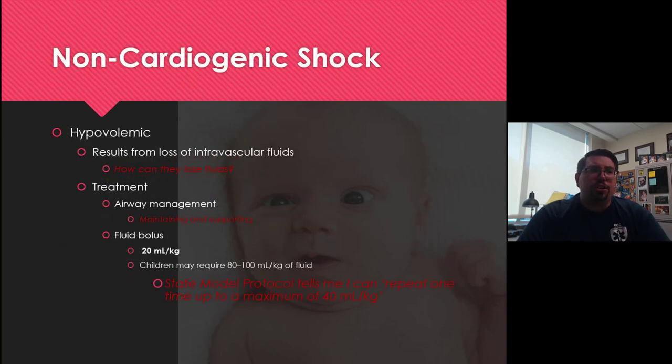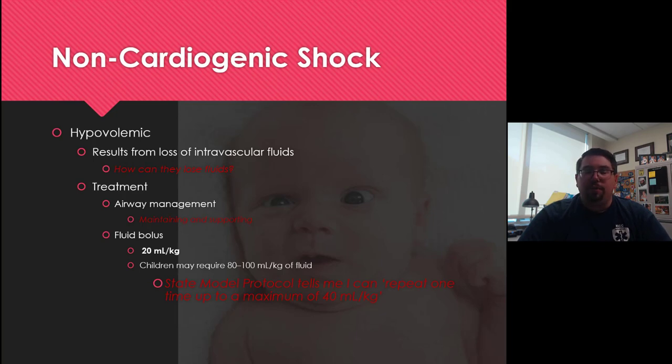Now, non-cardiogenic shock, the first is hypovolemic. It results from a loss of intravascular fluids. Their tank is low on fluid. How can they lose their fluids? Well, that can be through excessive diarrhea, excessive urination, things like a DKA. It could be a lack of intake as well. Treatment generally focuses on, believe it or not, airway management first and foremost. We need to make sure our airway is supporting our patient's needs. We also need to consider IV access and a fluid bolus.